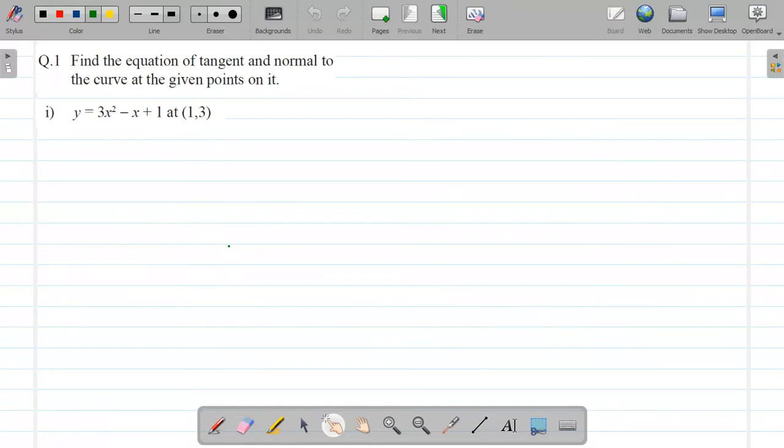Now question number 1, that is find the equation of tangent and normal to the curve at the given points on it. Now the first example is y is equal to 3x square minus x plus 1 at point (1, 3). Now let us see how you will get the answer here.